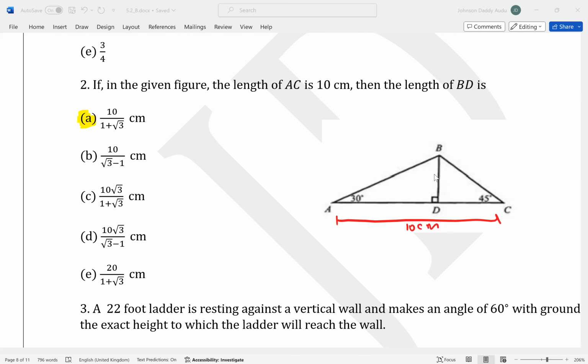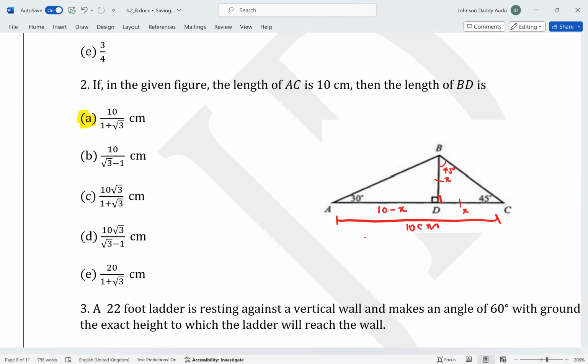Okay, so here, one thing we can see is we want to find BD, right? But if you look here, we can see that this is 90 degrees, so this angle is going to be 45 degrees. So let's call this part X. It means this side is also going to be X, because the two base angles are the same. And if this is X, then AD is going to be 10 minus X, because 10 minus X plus X will give us 10, which is the length AC.